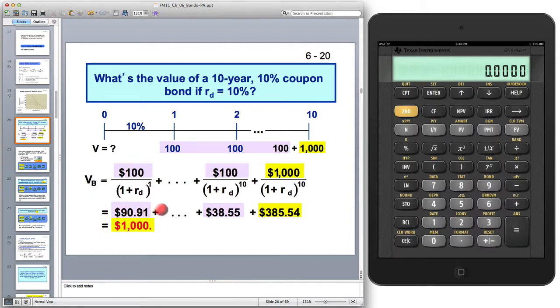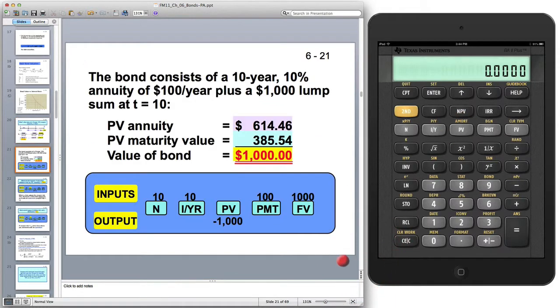Now all of this sort of looks messy, but can be simplified using the finance calculator. And so this is how you set it up. The bond consists of a 10-year 10% annuity of $100 per year. Where do you get the 100 from? It's 10% of 1,000. When it's not specified, the face value of a bond is assumed to be 1,000. So 10% of 1,000 is $100 plus $1,000 lump sum at t equals 10.